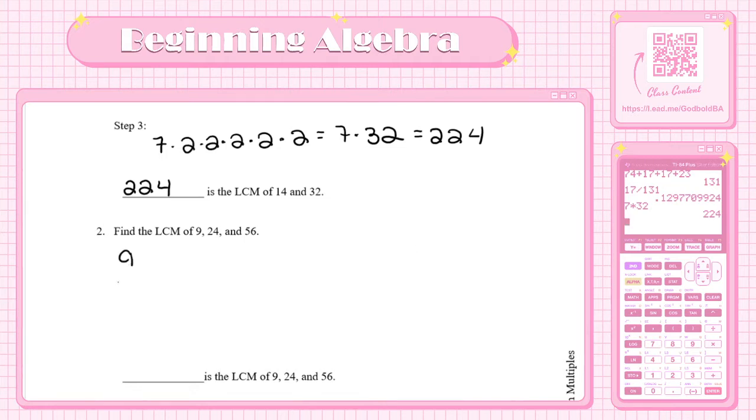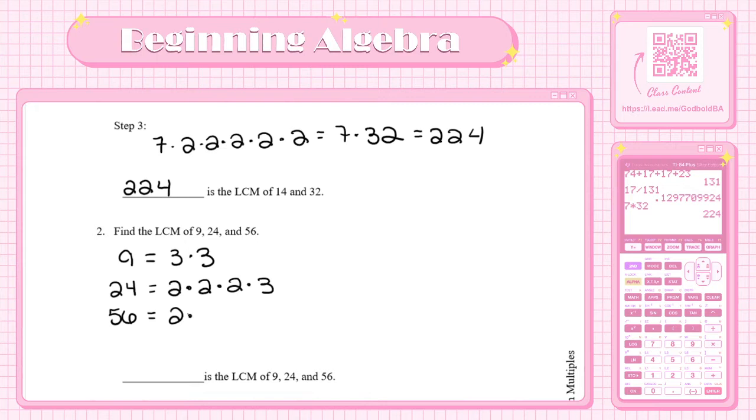So we've got a 9, a 24, and a 56. So 9 is 3 times 3. That was not too bad. Now you can also write these with exponents if you prefer, if that makes it easier for you. I like to just write it fully out because it really drives it home for me. So let's see, 24 is divisible by 2. It's 2 times 12. And 12 is also divisible by 2 because it's 2 times 6. And 6 is 2 times 3.